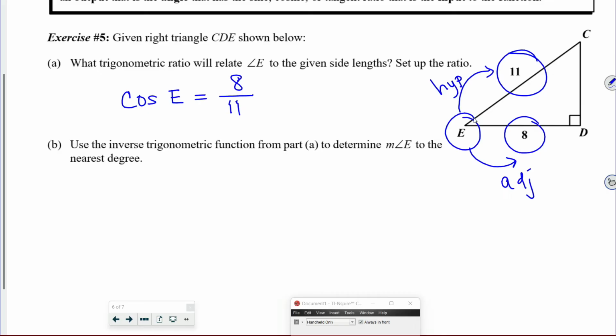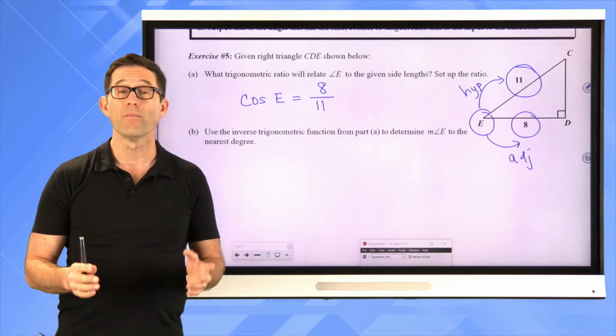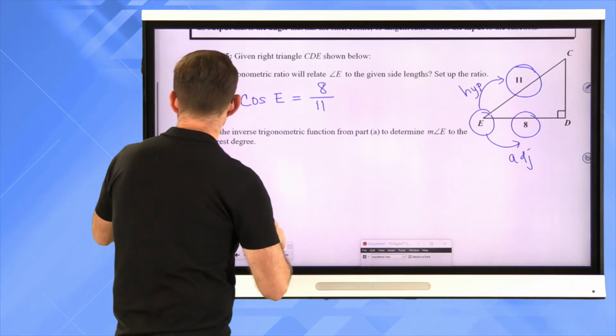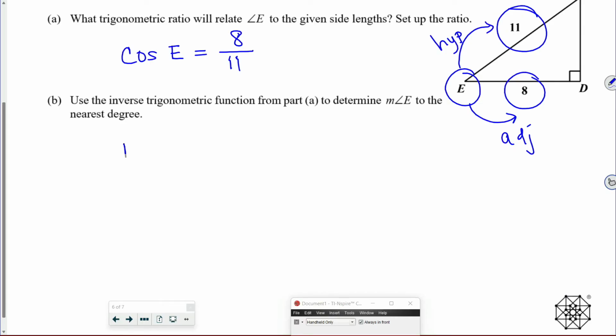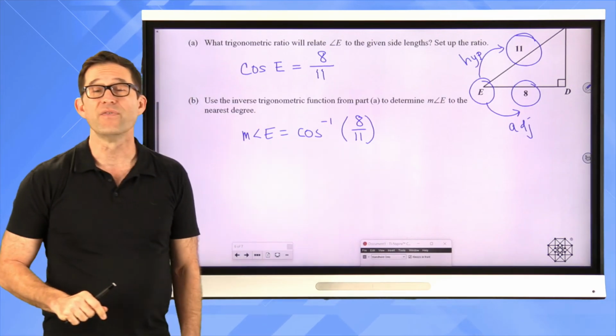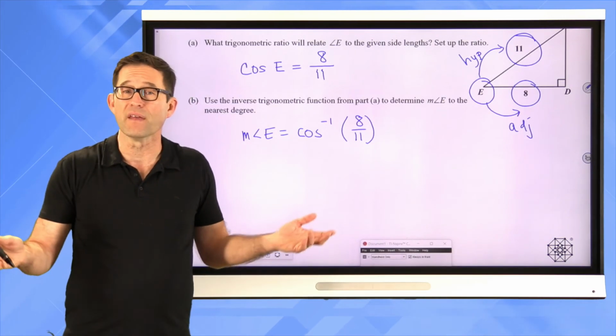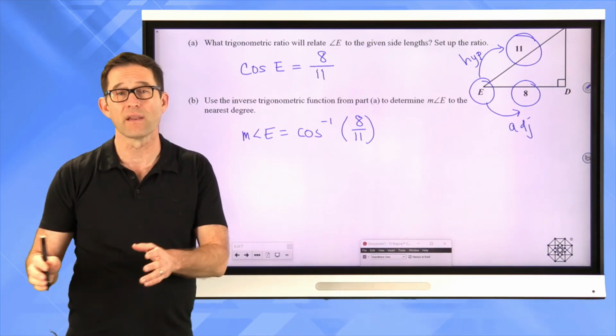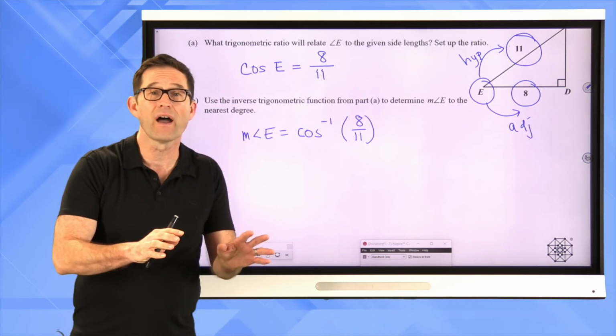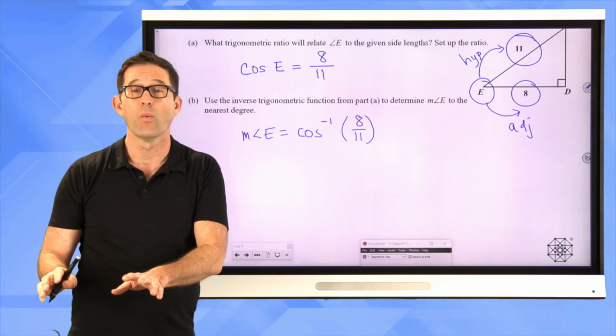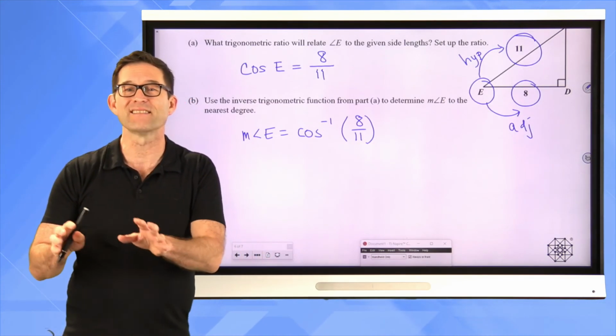Now let's look at B. Use the inverse trigonometric function from part A to determine the measure of angle E to the nearest degree. This is cool because since the cosine of E is equal to 8/11ths, I can say that the measure of angle E is equal to the inverse cosine of 8/11ths. Now you want to watch out. It's very easy early on for students to say, well, then the measure of angle E has to be equal to the cosine of 8/11ths. No, no, no. The cosine is 8/11ths. What I want to know is what angle has that ratio.